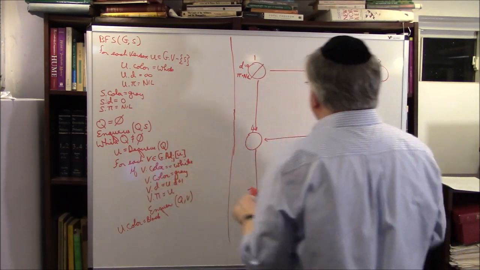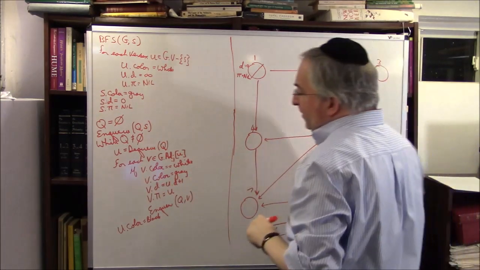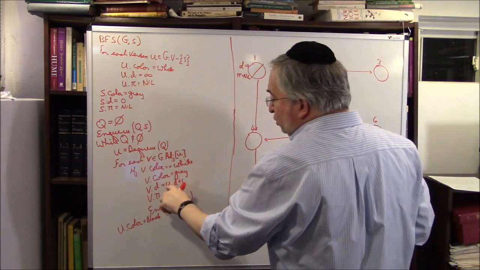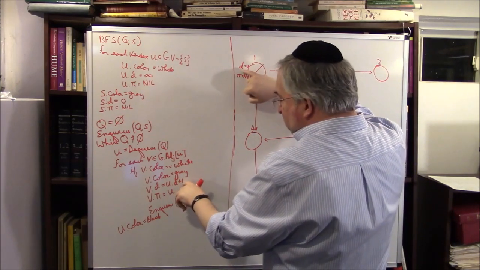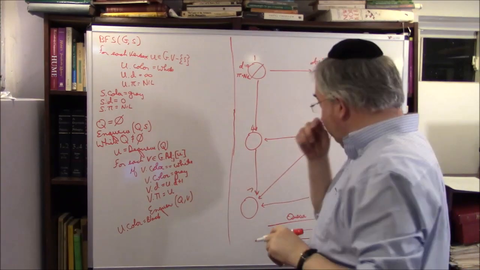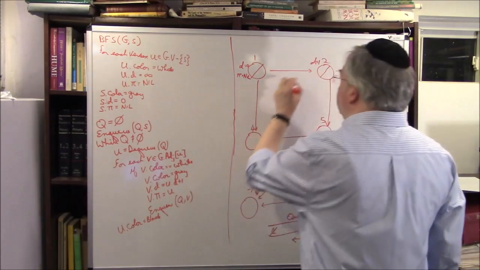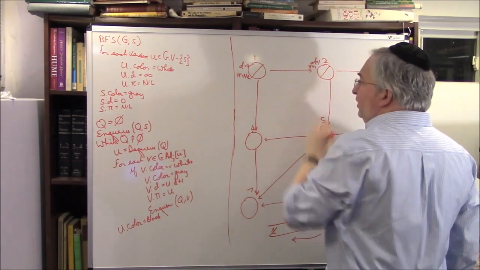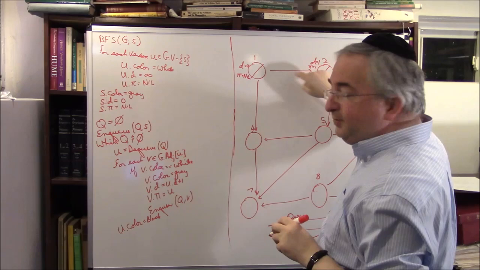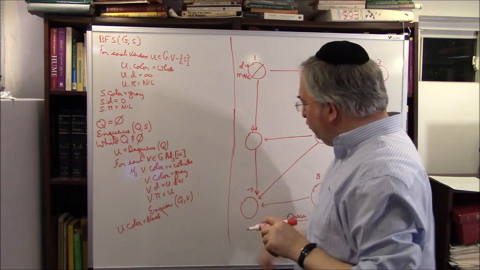And for each one, here's what we do. If V dot color is equal to white, he's white, then V dot color is equal to gray. V dot D, his distance, is going to equal U dot D, that's his distance, plus 1. So that's going to equal 1. He's going to be the first place in our chart. And V dot parent, his parent, is equal to U. So parent is equal to 1. So he's the parent of this. Basically, this edge is going to be in our tree. Very good. Now, look what it says: ENQ put on V.